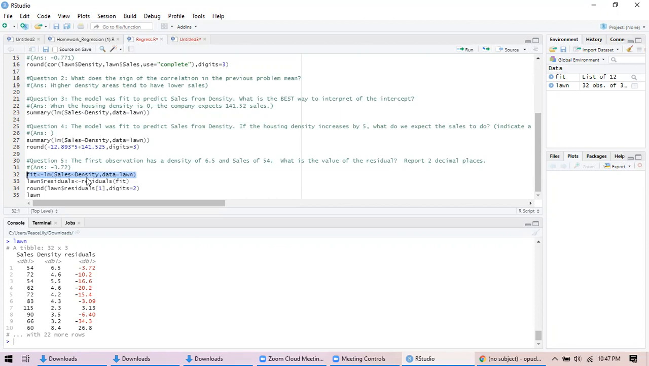But now let's go back to the question. What is the question asking for? It wants us to tell what is the value of the residual. But for which one? Which one are we looking for? That would be for the sale of 54.